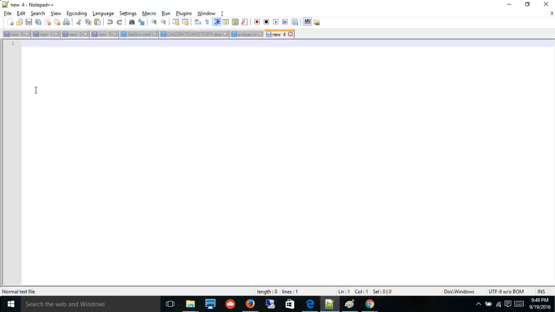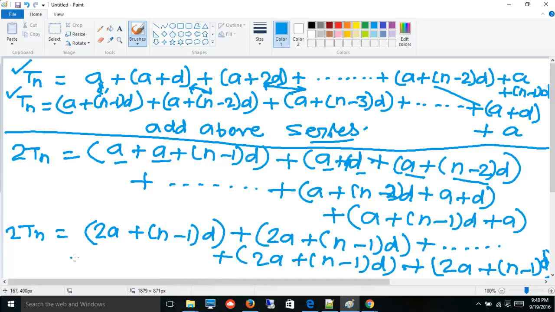Okay, so if you see here what we are getting, just understand here, because I'm going to remove this. We know the generic form of the AP series: a, a plus d, a plus 2d, and so on, a plus (n minus 2) into d, a plus (n minus 1) into d. Now again we have written this series in reverse order and then added these two series. Now we will get 2Tn and so on.